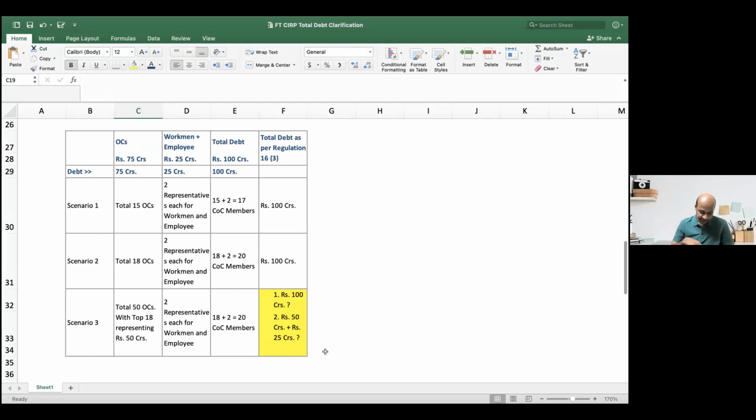Second is a startup other than a partnership firm, as defined in the Ministry of Commerce and Industry notification. And third is an unlisted company with total assets not exceeding rupees 1 crore as per the financial statement of the immediately preceding financial year. So these three types of companies will be eligible to undergo a fast track CIRP.